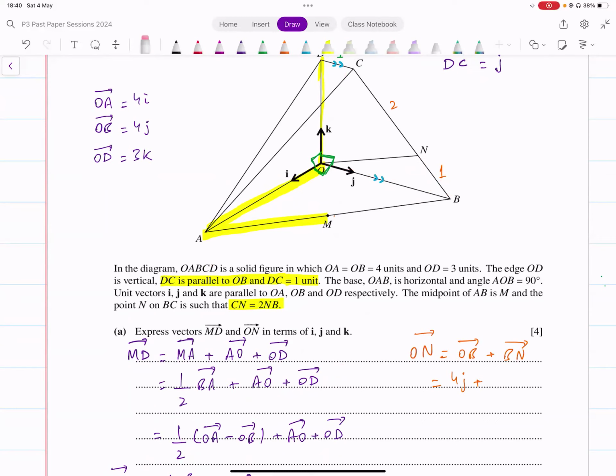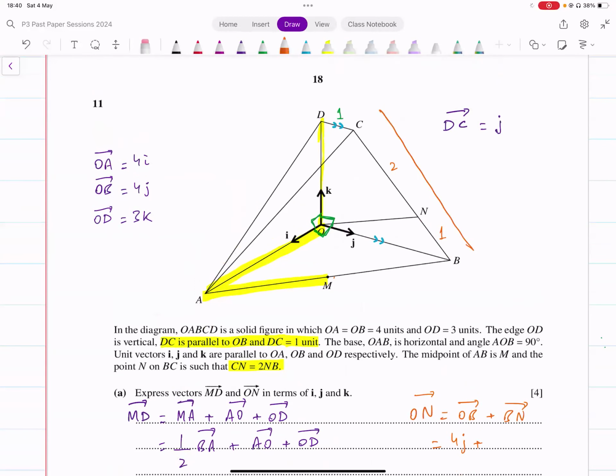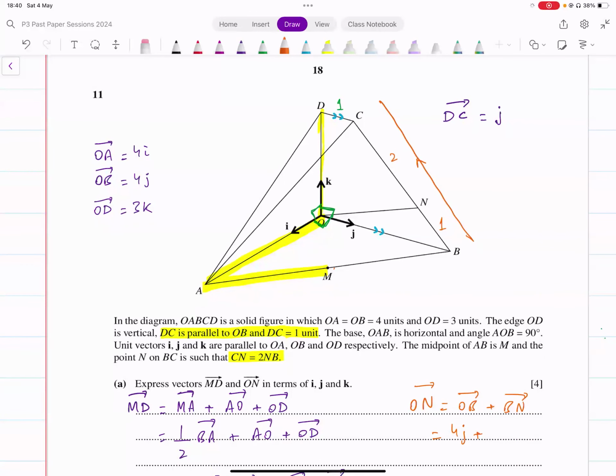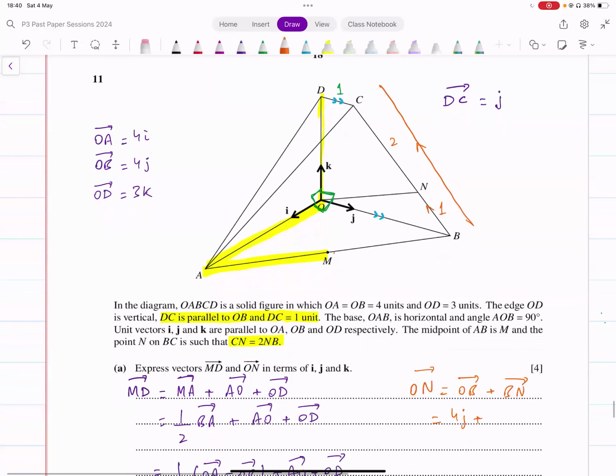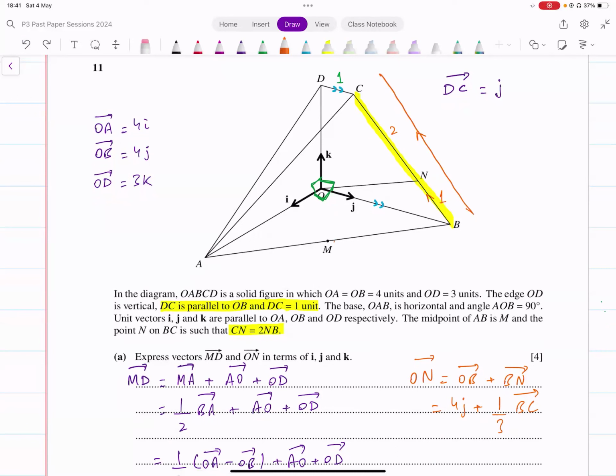Now, since we know the ratio of these sides, we can say BN is the same as some number multiplied by the vector BC, right? BC is in the same direction. BC is parallel to BN. So we can say BN vector is 1 over 3 times BC vector, right? Because we know the ratio. If this total length was 3 units, BN is 1 out of those 3 units. So we can say BN vector is 1 over 3 of this whole vector BC.